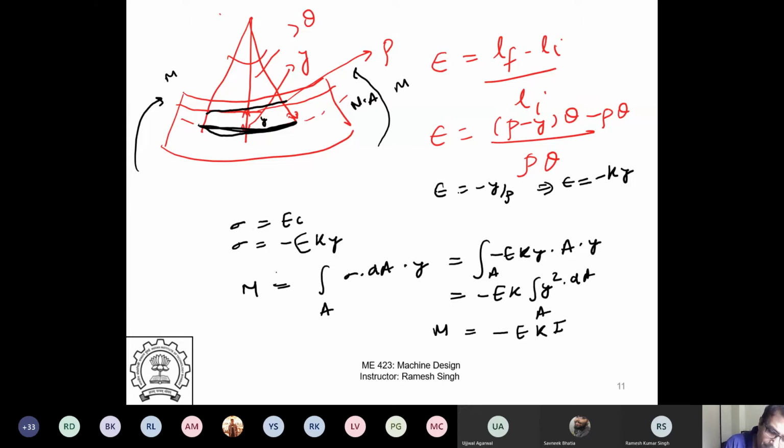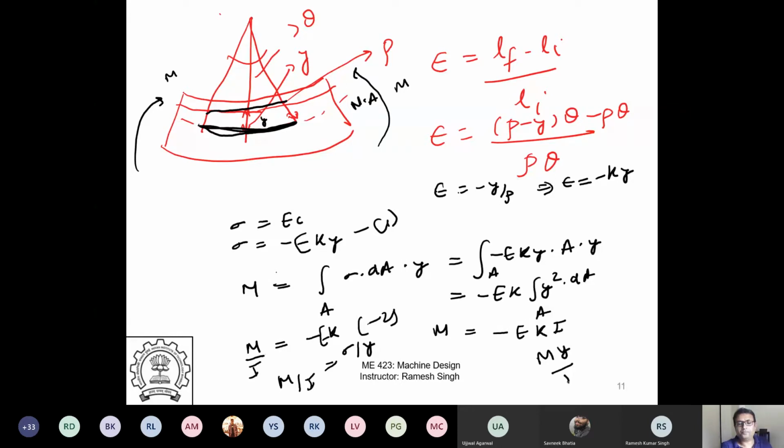So M by I is equal to minus E k, which is equation 1. This is equation 2, right? E k is nothing but sigma by y, minus E k is sigma by y. So M by I will be equal to sigma over y, right? So M y by I is equal to sigma, right?